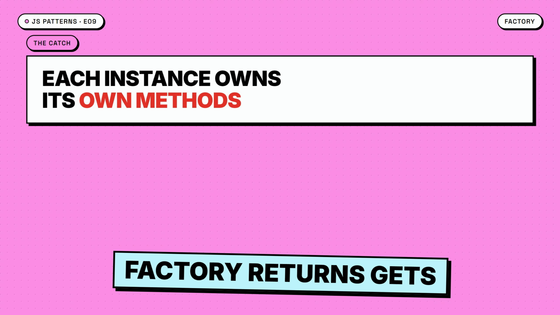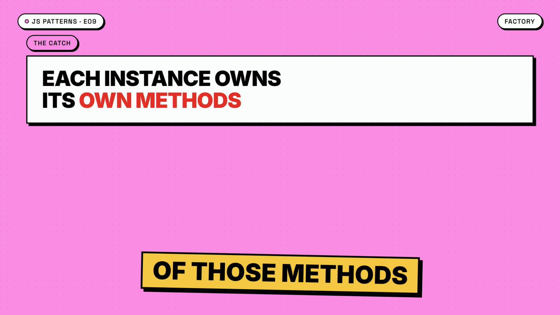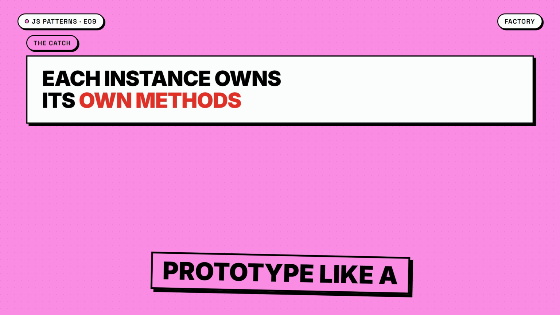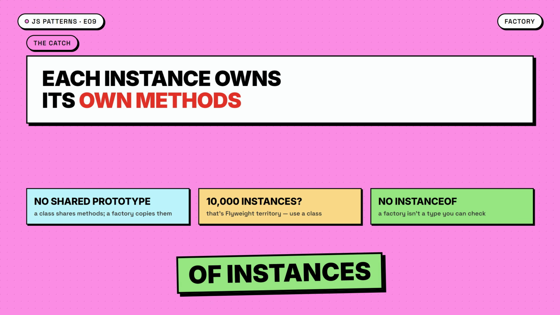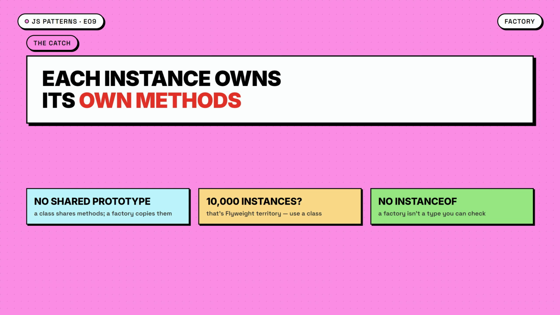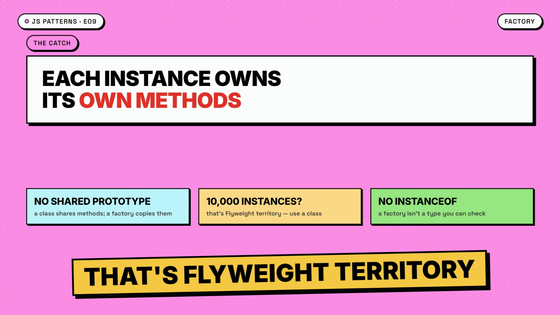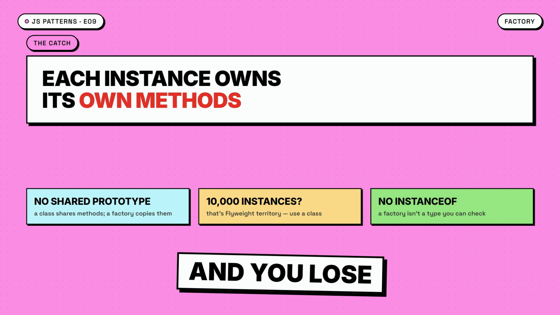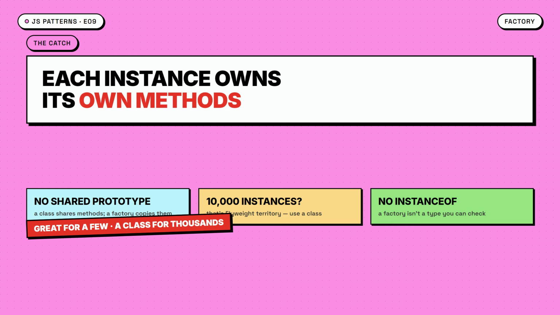Every object a factory returns gets its own copy of those methods. There's no shared prototype like a class has. For a handful of instances, who cares? For 10,000, that's a lot of duplicate functions in memory. That's Flyweight territory. Reach for a class. And you lose instanceof. A factory isn't a type.